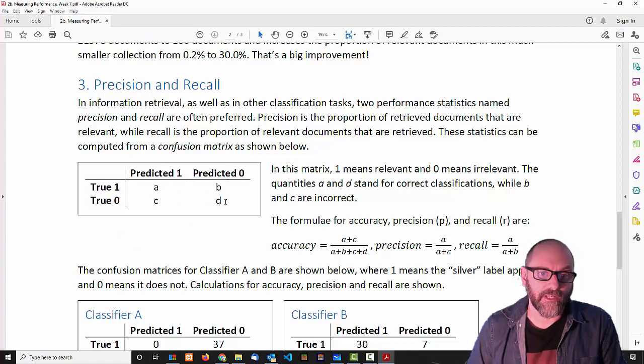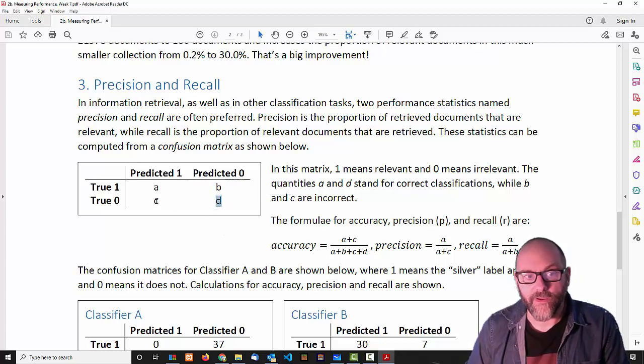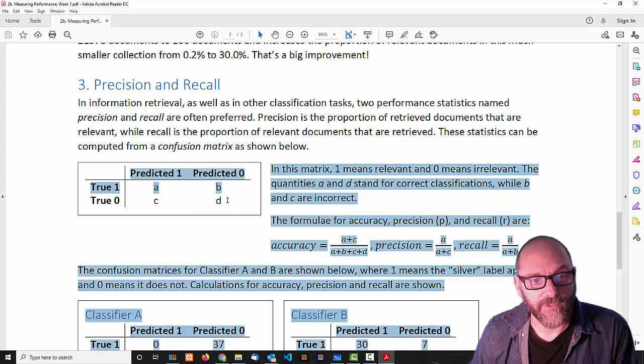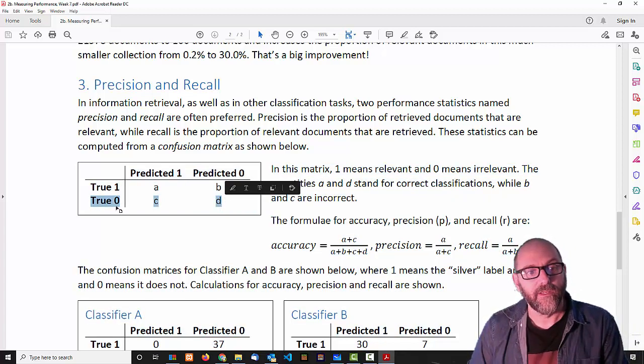So A and D are the times that we were correct. B and C are the times that we were wrong. And in an unbalanced data set, D is going to be massive. So D is going to be very big. Most of our numbers are going to be down in this column here because we've only got 37 out of 21,000 documents that are silver. So these numbers are going to be small. These numbers are going to be big. And if we're doing things well, this number is going to be the biggest.